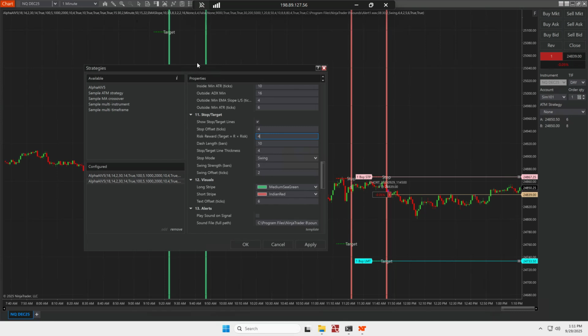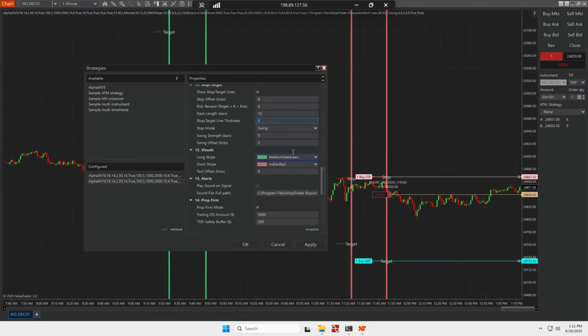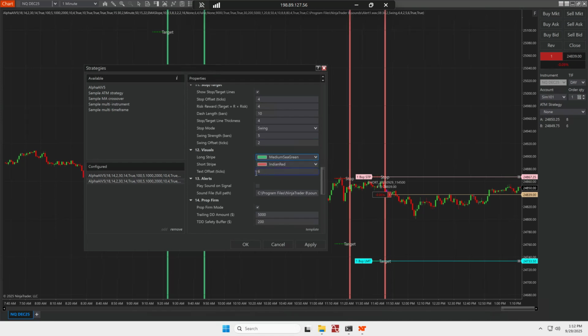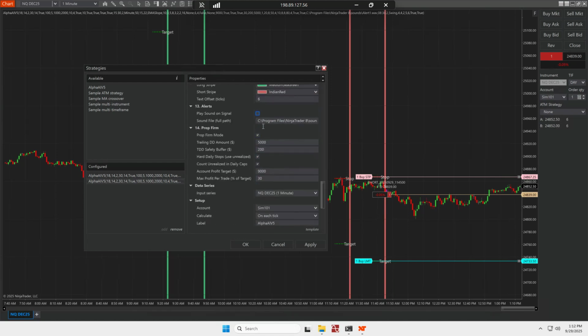And then we have the dash line ticks, how much thickness for the line itself, and the same thing for the stop thickness, which is visual stuff. You can also change the long stripe colors, make any color you want, same for the short. You can also change the offset for the text, target, and stop. You can also play a sound if you want. You can check this mark and add the sound file here, and then it will play it.